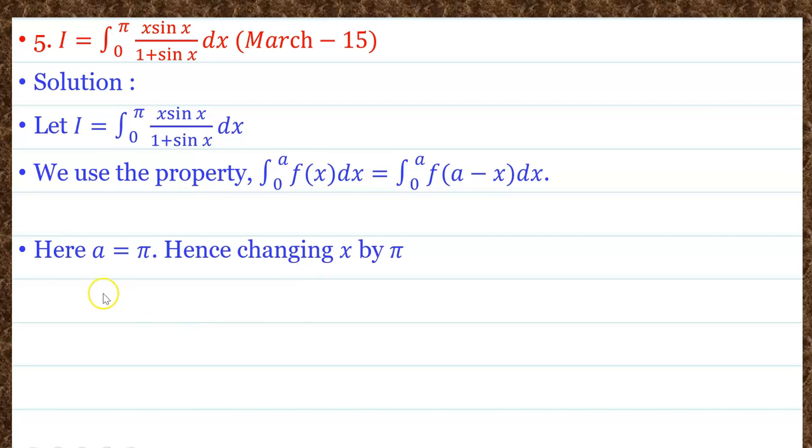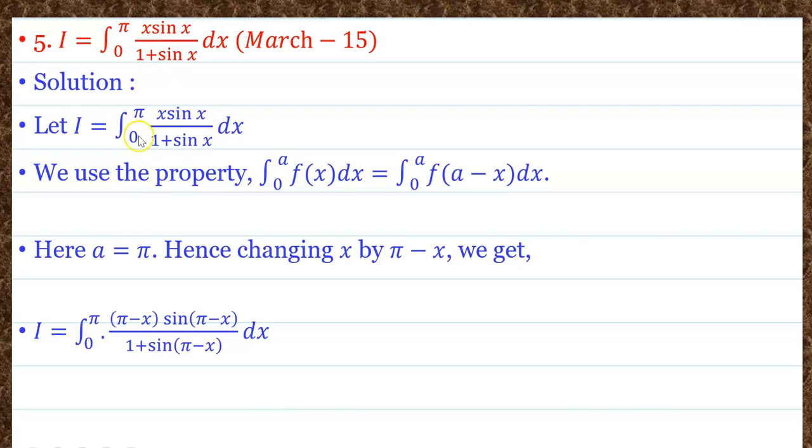Here a is equal to pi, and hence replacing x by pi minus x, you will get I is equal to the integral 0 to pi of (pi minus x) into sin of (pi minus x) upon 1 plus sin of (pi minus x) dx. जेव्हा sin of pi minus x असतो, then it remains as it is, sin x. अगेन 1 प्लस साइन ऑफ पाय मायनस x इज अगेन साइन x. पुढे नंतर हे मल्टिप्लिकेशन करणार. Now see this here.